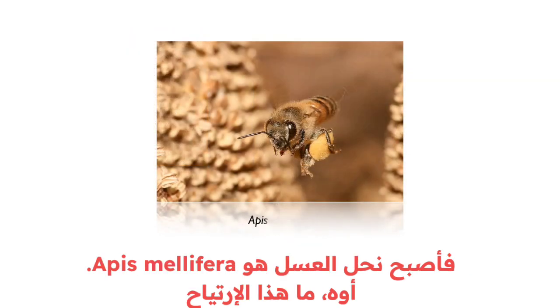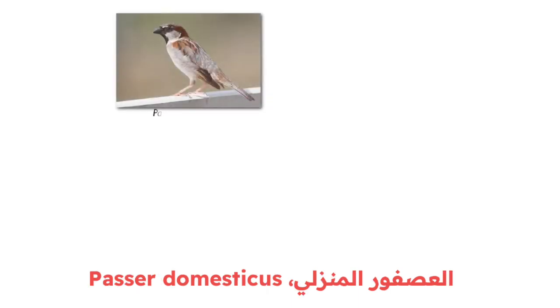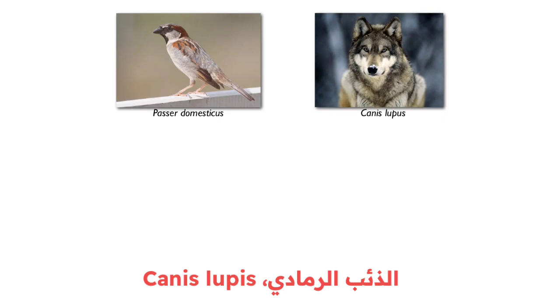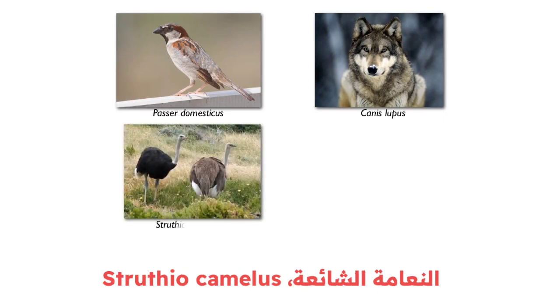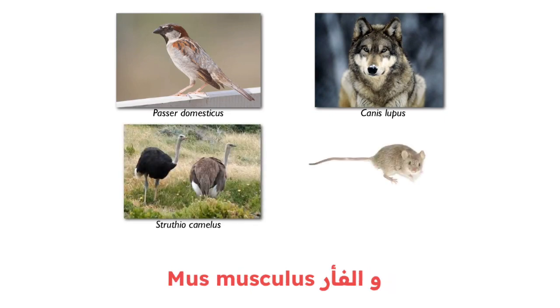So the honeybee became Apis mellifera. Oh, what a relief. The house sparrow, Passer domesticus. The gray wolf, Canis lupus. The common ostrich, Struthio camelus. And the mouse, Mus musculus.